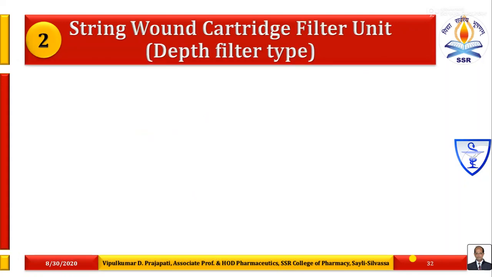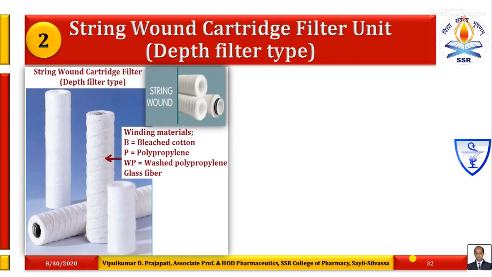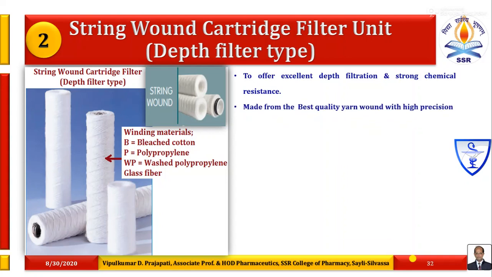Second type is known as string wound cartridge filter unit, that is known as depth filter type cartridge filter unit. They generally use winding materials: bleached cotton, polypropylene, washed polypropylene, or glass fibers are used as a string wound cartridge filter. They offer excellent depth filtration and strong chemical resistance. Made from the best quality yarn, wound with high precision.